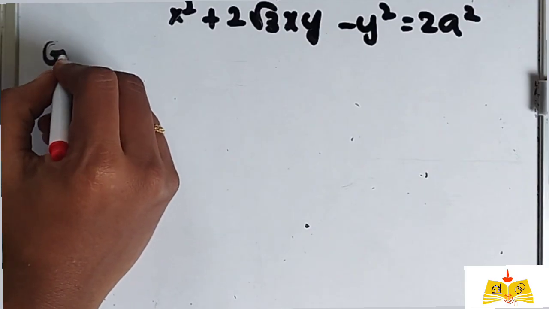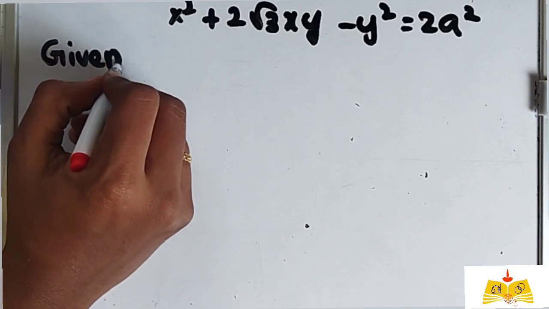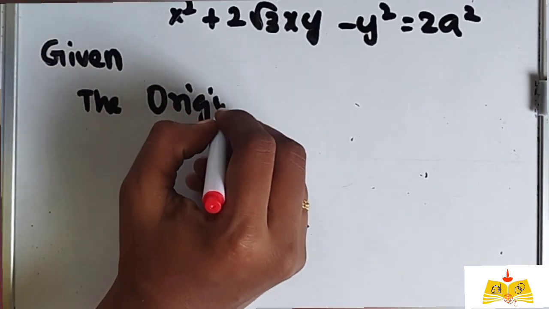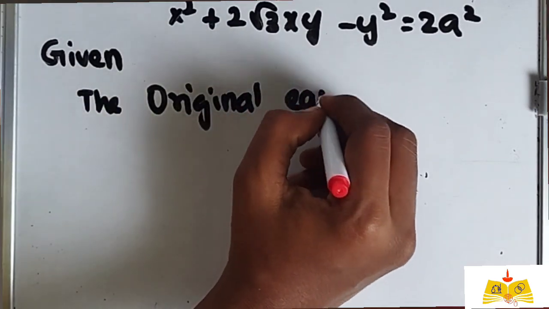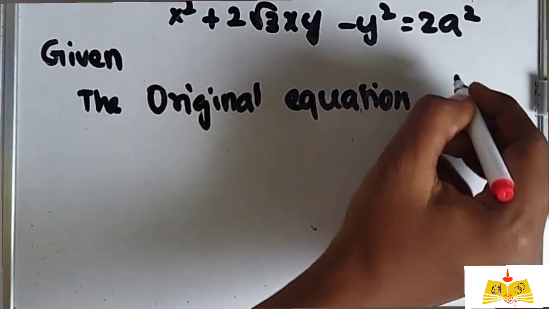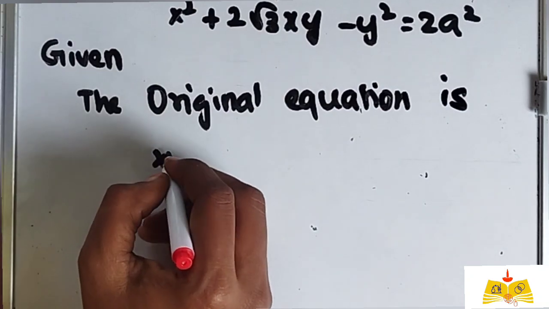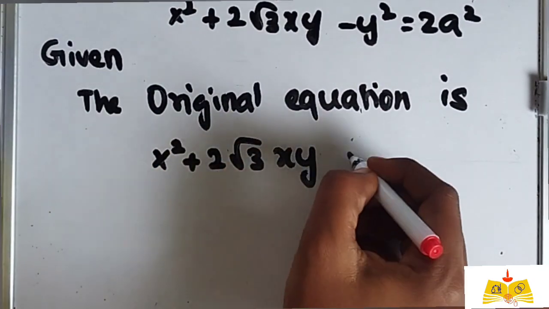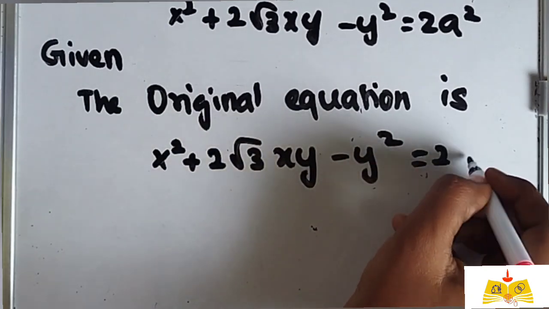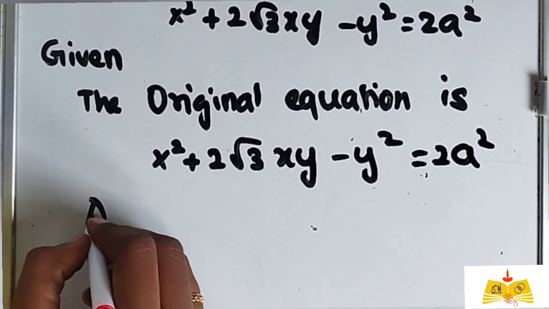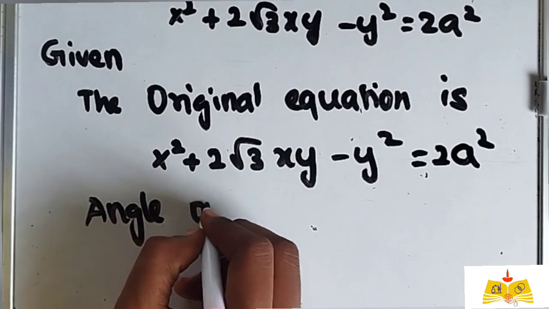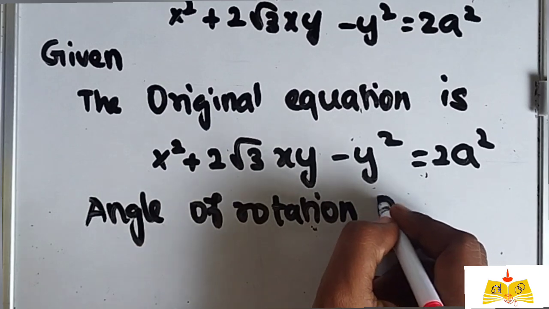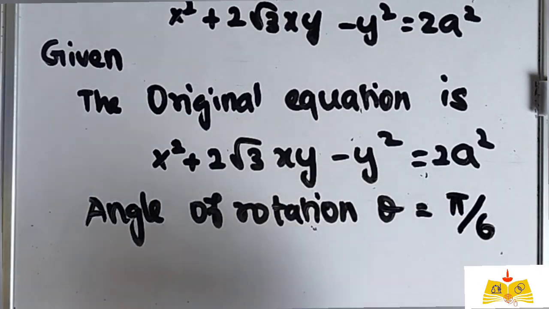Whatever the sum, we have to start with the given. So what is the given? The original equation is x squared plus 2 root 3 xy minus y squared equals a squared. And we are provided with the angle of rotation, theta equals pi by 6. This is what is given.